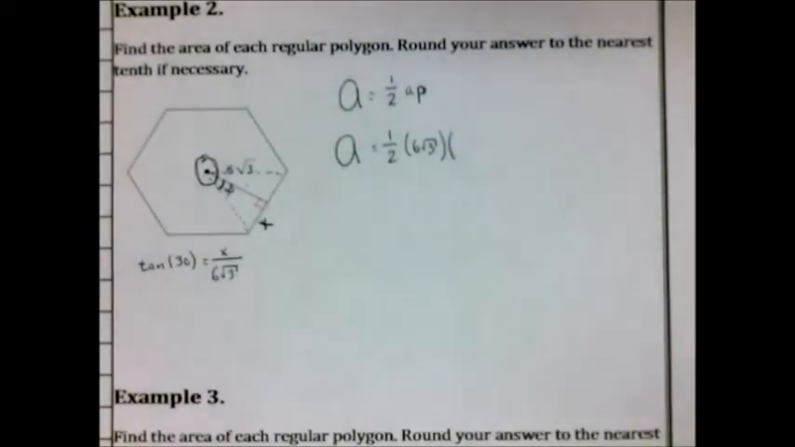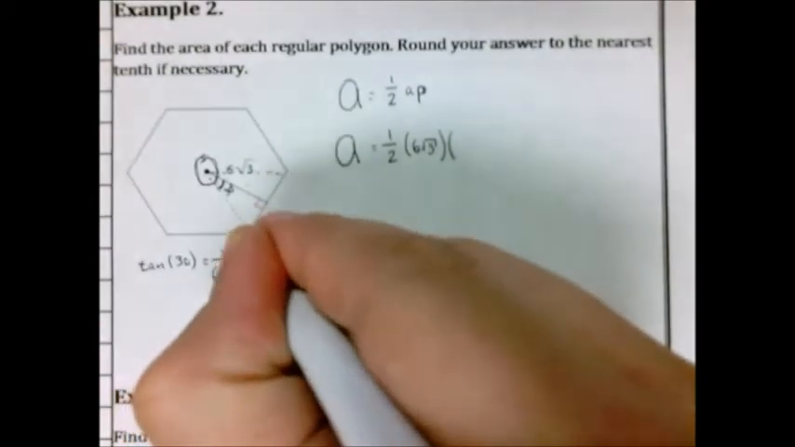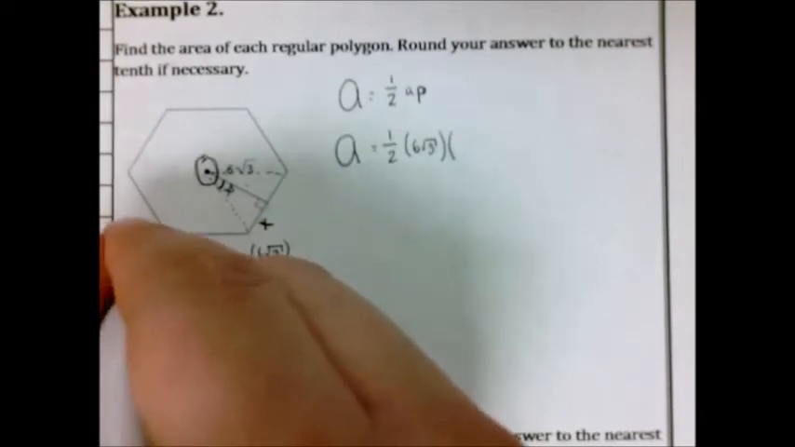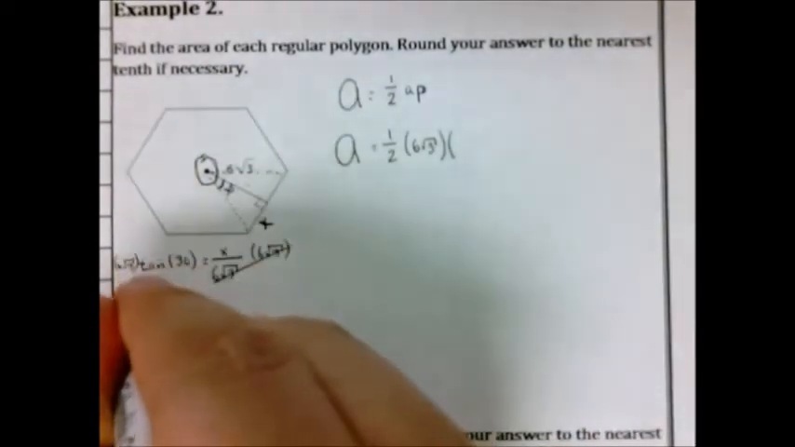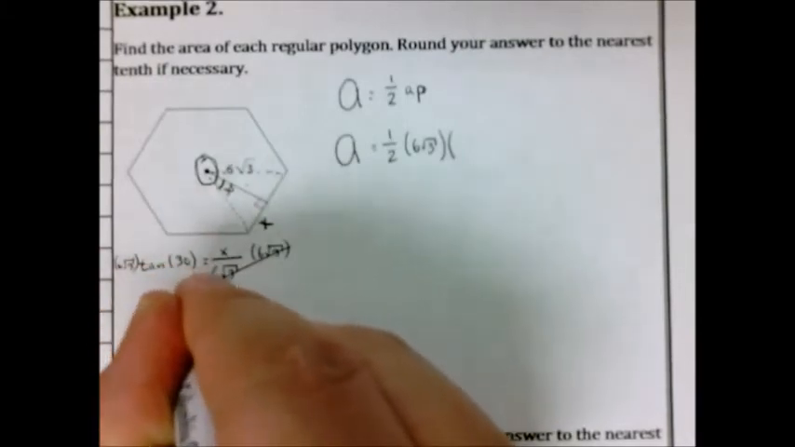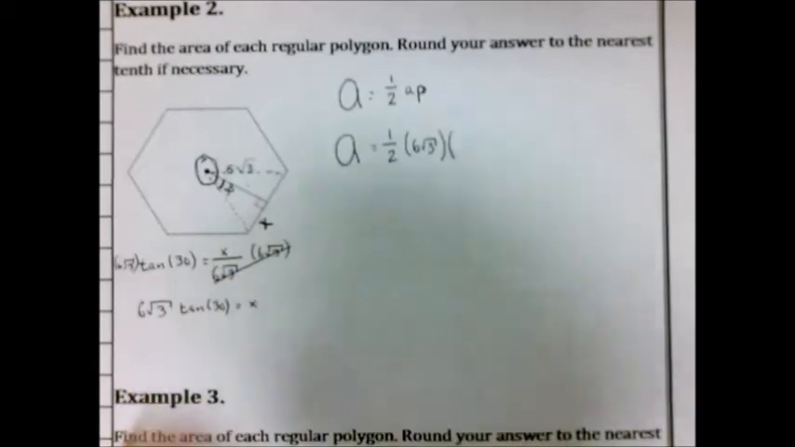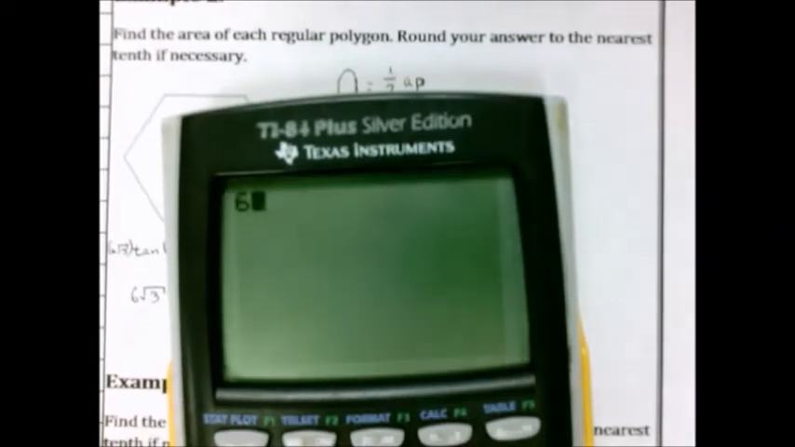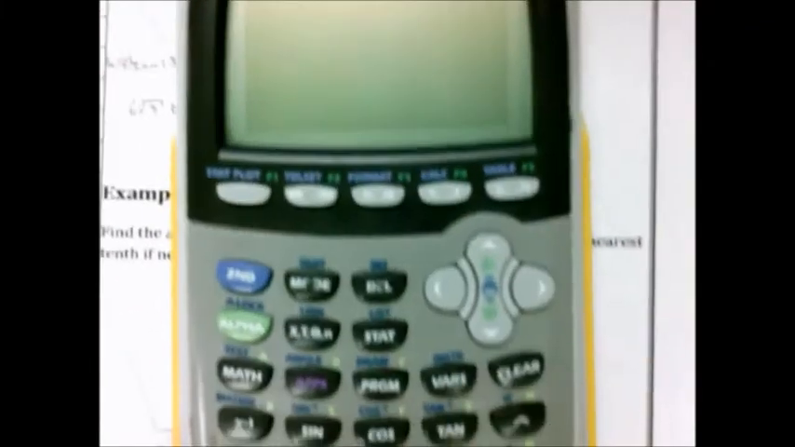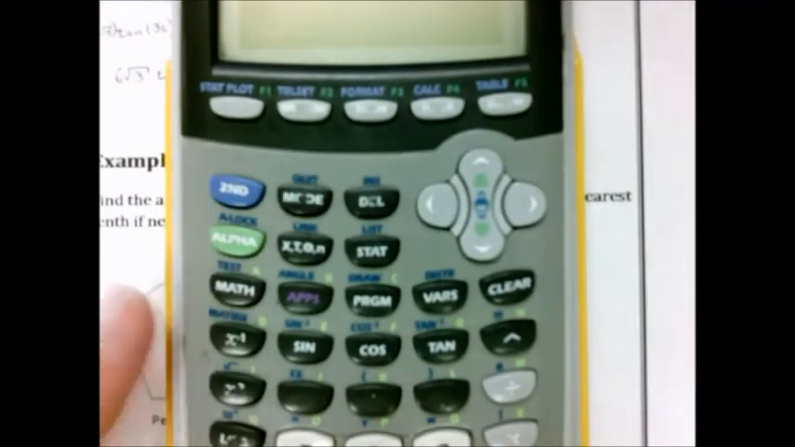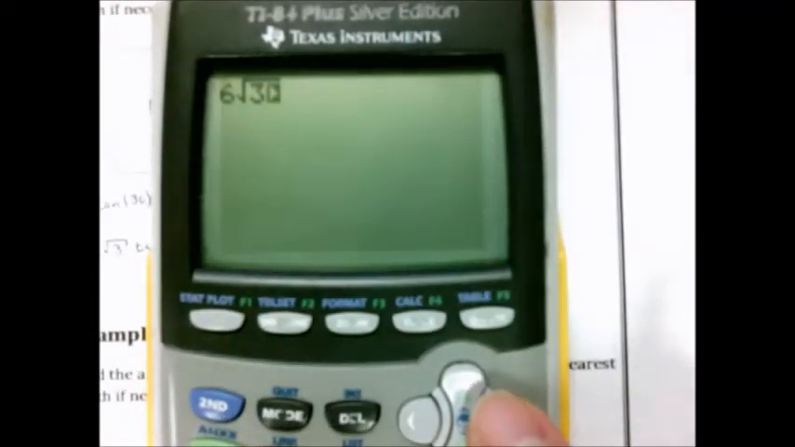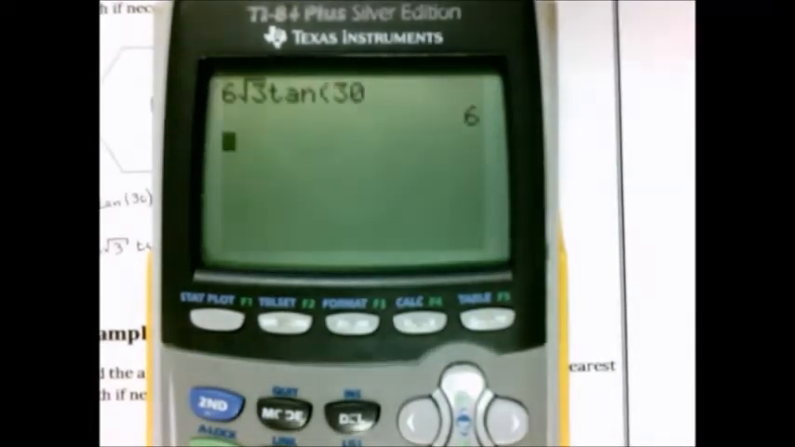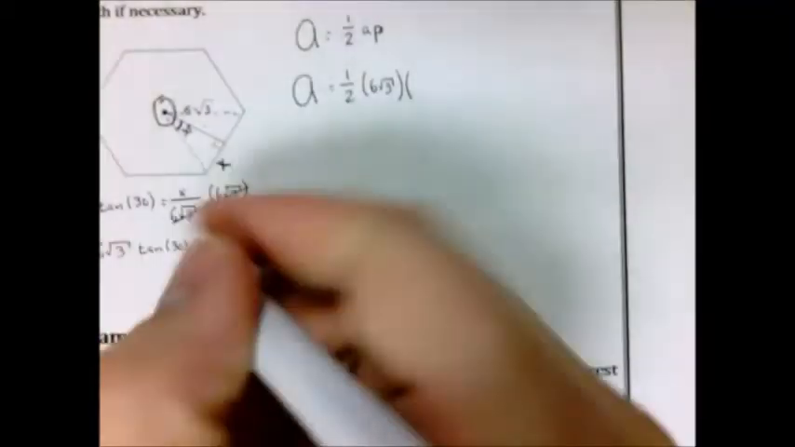Now all we have to do is multiply by 6 times the square root of 3 on both sides. Those will cancel out, and I'll be left with 6 times the square root of 3 times the tangent of 30 degrees giving us x. We can plug that into our calculator: 6 times the square root of 3, making sure you press over to get out of the square root, times the tangent of 30, and we get 6. That means x is equal to 6.